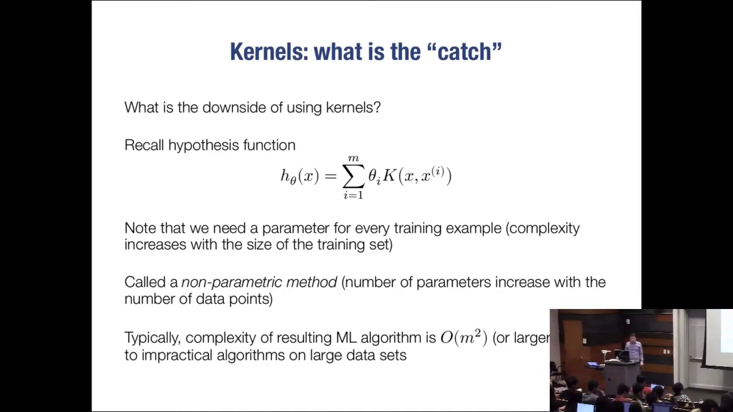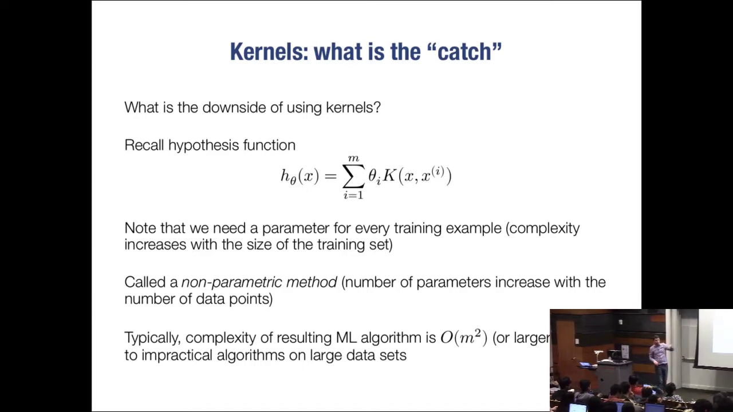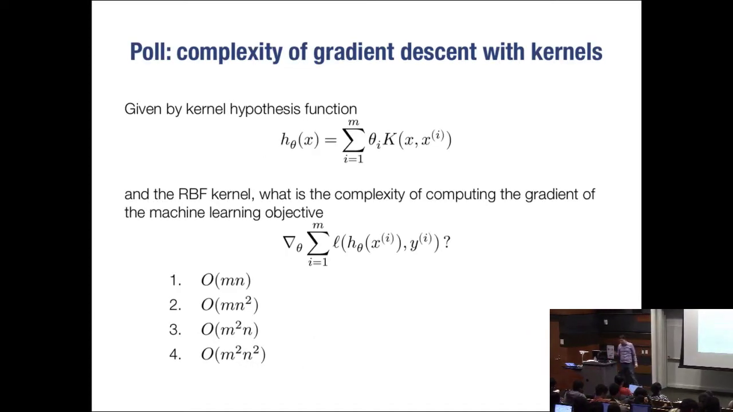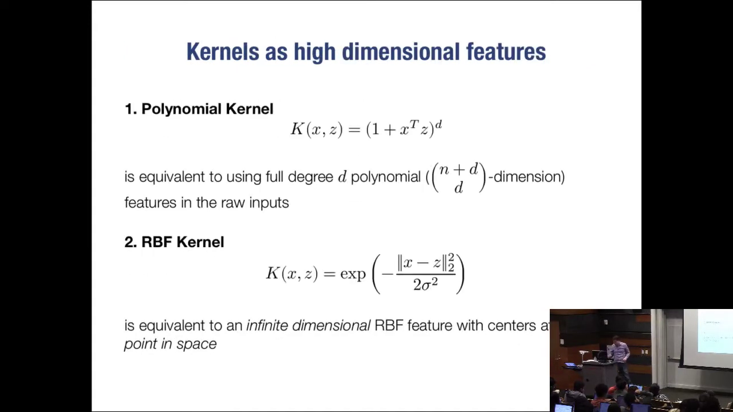But again, this is not an approximation or anything like that. This is saying exactly, if I use that hypothesis function and these kernels, I'm representing it as, mathematically equivalent to, using the full polynomial feature here. Oops, I skipped the wrong one. Using the full polynomial feature there, or using the full, really infinite radial basis function feature with a center at every point in space. So that's a pretty nice property.